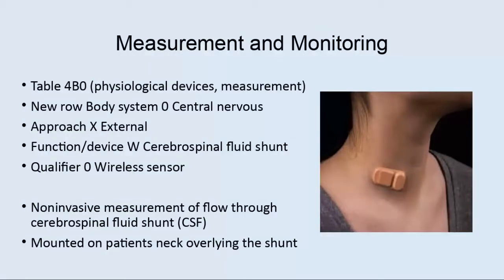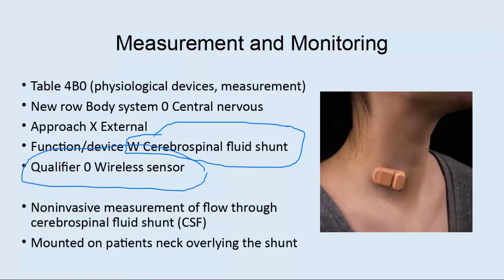Okay, measurement and monitoring section. We now have a function device value W for cerebral spinal fluid shunt with a qualifier wireless sensor. So see this thing right here? That is over the cerebral spinal fluid shunt, and it measures the flow through the shunt, so you know that everything's functioning well. So it's just mounted on the patient's neck by the shunt.